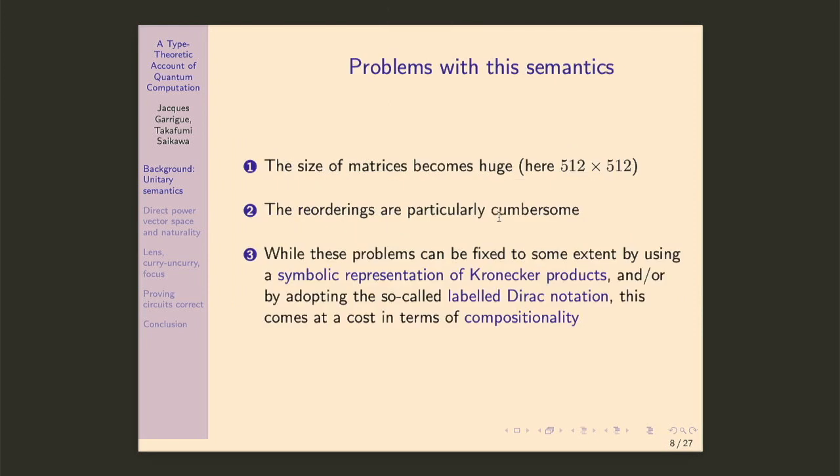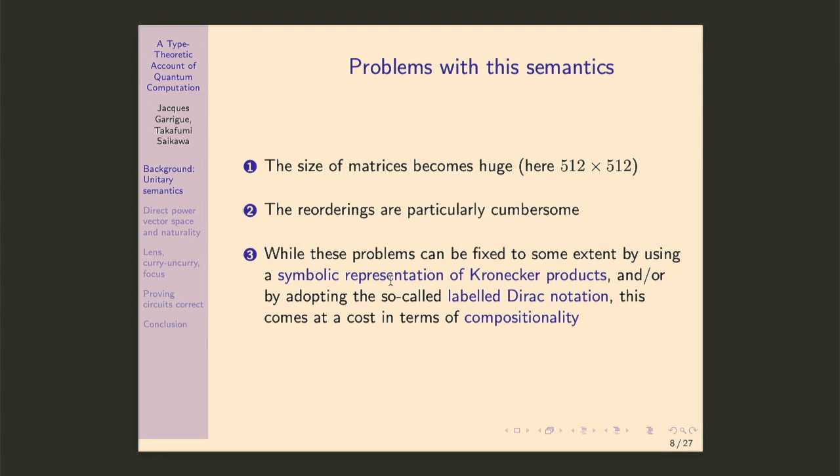Well, of course, people are doing proofs using these semantics. And how do they do that? Well, they will use things like a symbolic representation of the Kronecker products to avoid this blow-up of the size of the matrix. And another approach is to use labeled Dirac notation to apply the different gates individually, to get things that would commute nicely. But all this, in our view, comes at some cost in terms of compositionality.